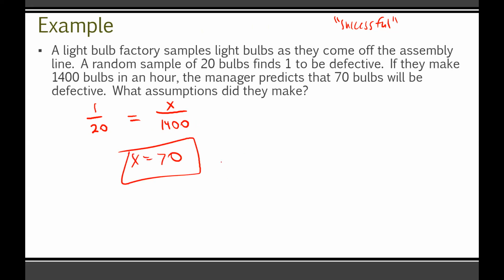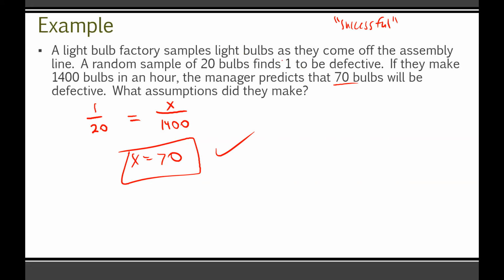Okay, so first things first, their math checks out. When this manager said, oh yeah, 70 bulbs will be defective, the math checks out. Now the question says, what assumptions did they make? I guess the main assumption you could say here, I won't bother writing them down, you can just listen to me mention it. The main assumption that they made here was probably that these defective bulbs are happening at a constant rate of 1 out of 20.